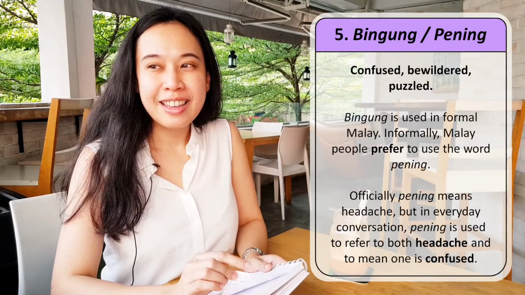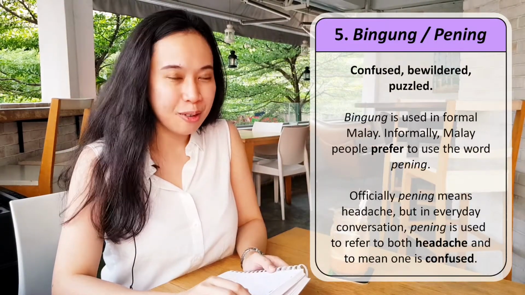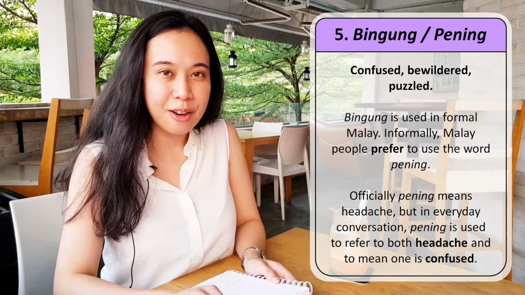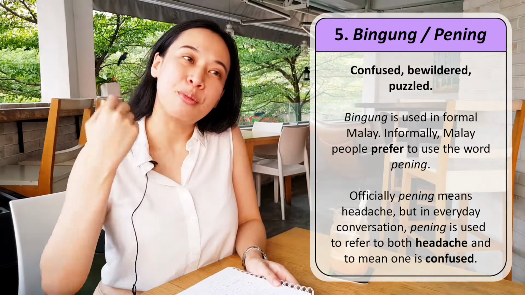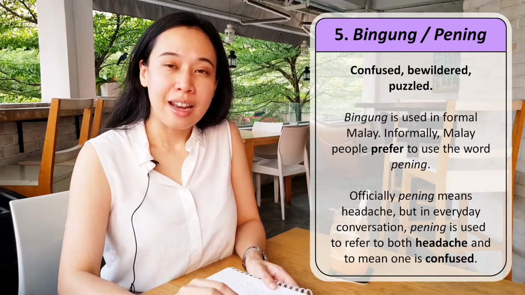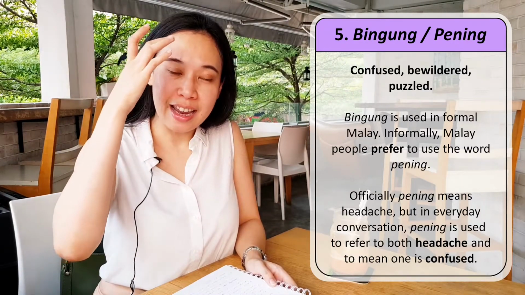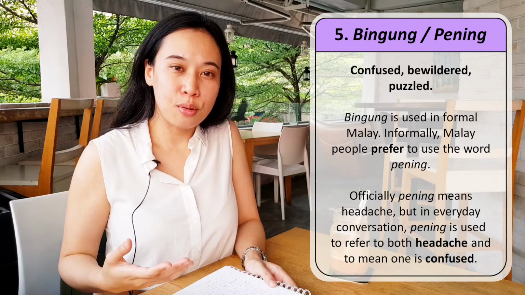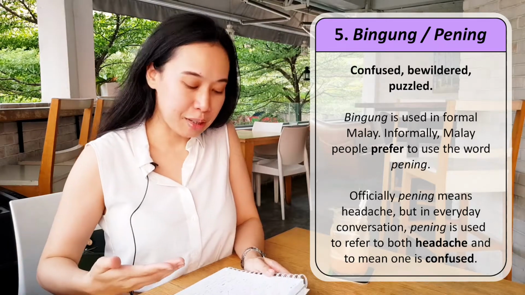The next one is bingung. Now, bingung, I think, is exclusively a formal word. We don't really use it in everyday informal Malay. The word that we use instead is pening. Now, pening officially means a headache, but we also use it to mean that we are confused about something.